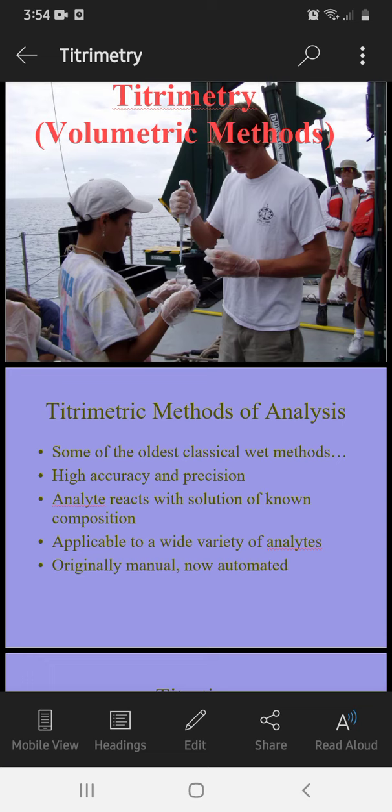Titrimetry, volumetric methods. Titrimetric methods of analysis are some of the oldest classical methods. They offer high accuracy and precision. The analyte reacts with a solution of known composition. They are applicable to a wide variety of analytes. Originally manual, now automated.